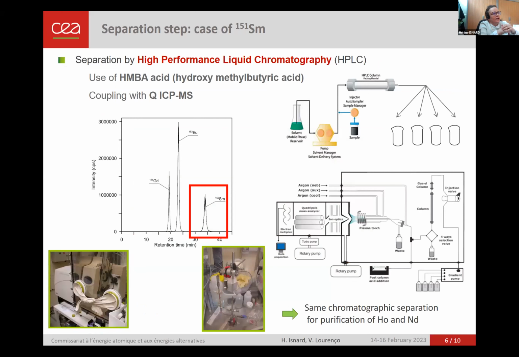So in the lab, we have developed several separation methods for fission products in nuclear fuel samples. In the case of lanthanides, we use high performance liquid chromatography with an acid, hydroxymethylbutyric acid, which is a very good complexant to lanthanides. Using this type of acid, we can separate with very high selectivity all of the lanthanides present in solution.